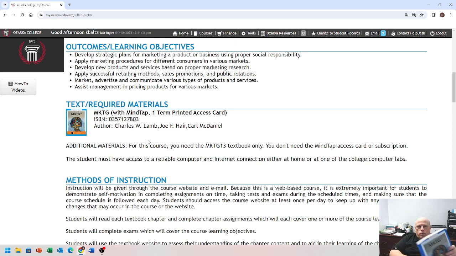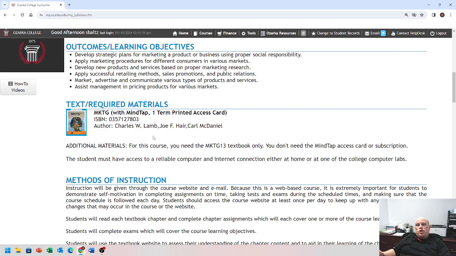And this is what the book looks like, by the way. There's a little picture of it there. It's called Marketing 13, which just means the 13th edition. So just make sure that you're getting the correct textbook when you go to purchase your textbook.